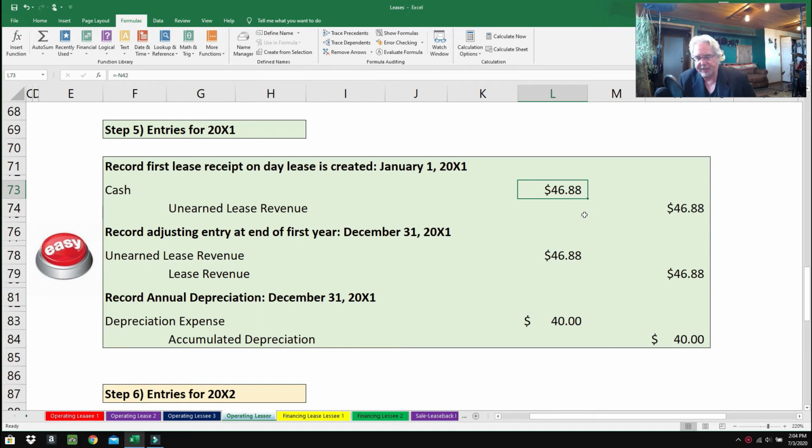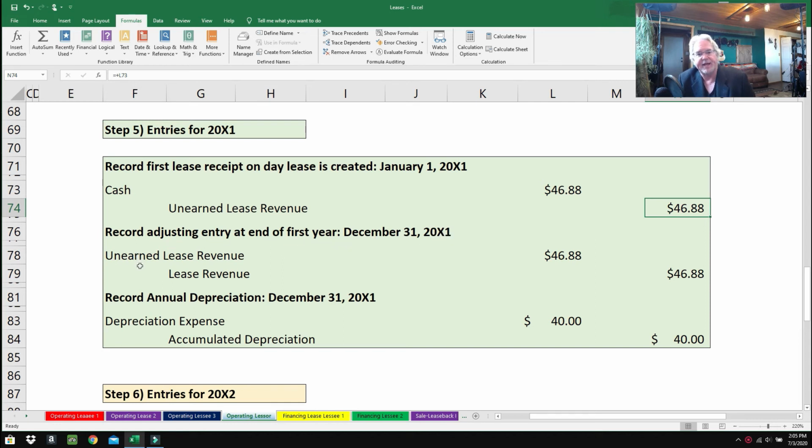The lessor is receiving money, $46.88, and they're crediting unearned lease revenue. And the reason why unearned lease revenue is because no time has passed. The lessor is receiving this money right on the day of signing the lease. Now, at the end of the year, there's going to be 2 journal entries, 2 adjusting entries. Record adjusting entry at the end of first year, December 31st, 2001.